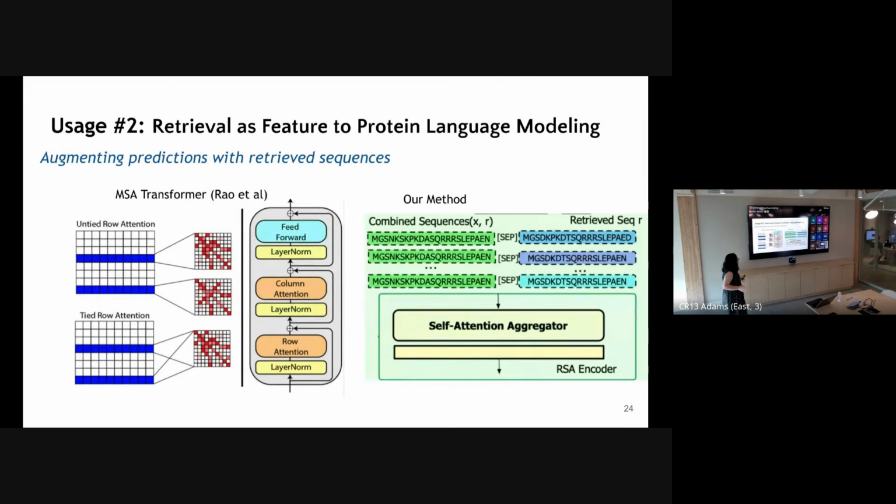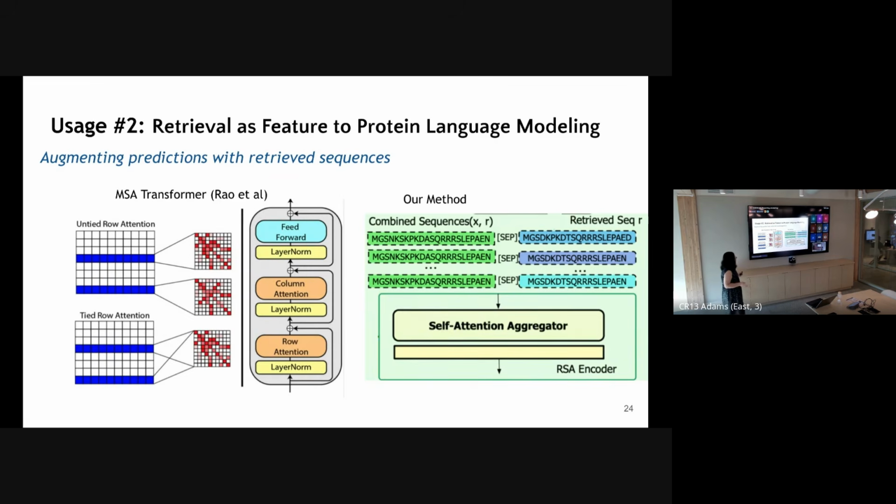So a second usage of MSA is actually to augment predictions. So we are very familiar with AlphaFold 2. MSA transformer is a base model for the backbone of AlphaFold. So MSA transformer is basically taking in every MSA profile of every sequence, and then they try to perform row-wise as well as column-wise attention to aggregate all the information of the MSA profile.